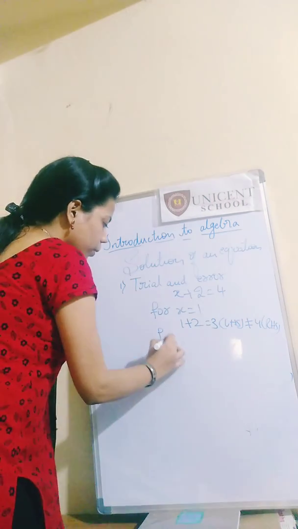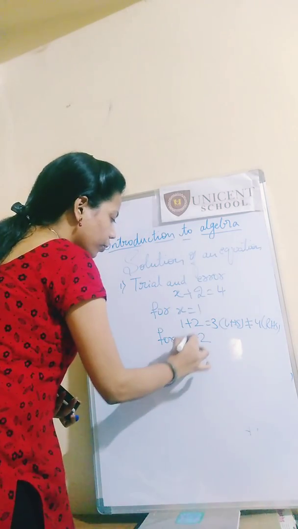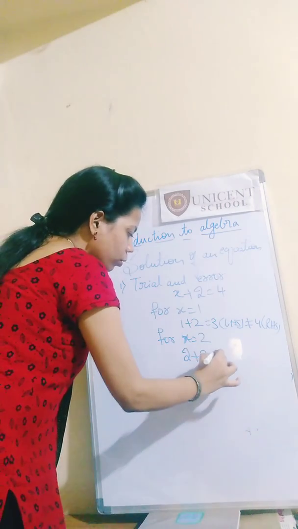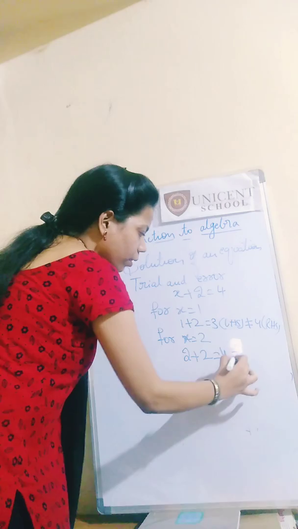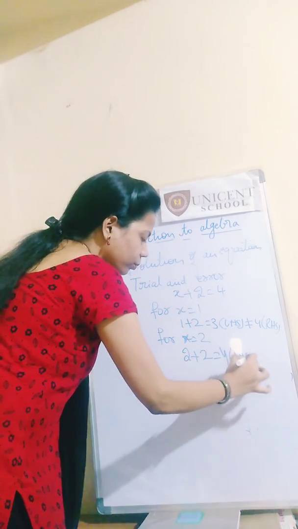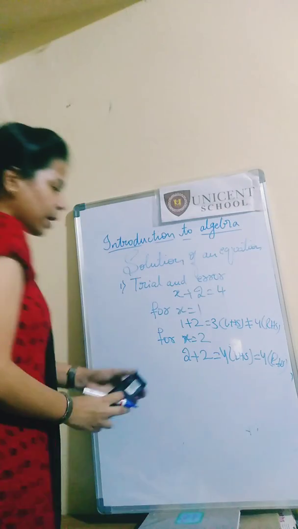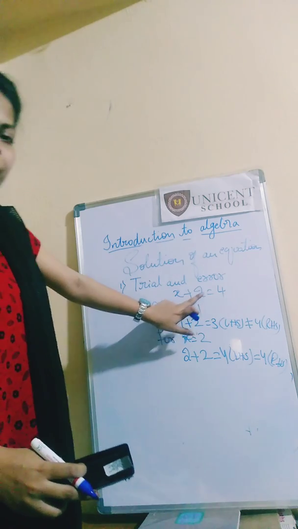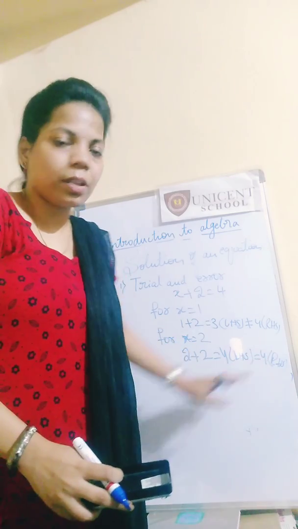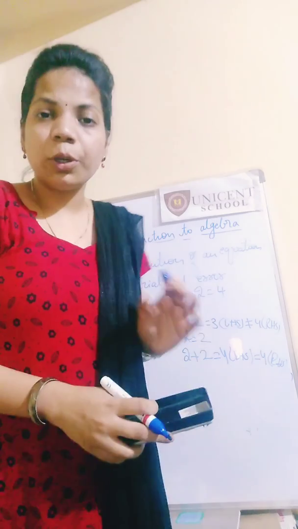So now what I will do is, I will take another value for x. x is equal to 2. I will substitute x is equal to 2 here. So 2 plus 2. What is 2 plus 2? 4. This is LHS, right? Which is equal to 4, the RHS. When I substitute x is equal to 2 in this equation, I got the value of RHS. LHS is equal to RHS. So the solution for this equation is x is equal to 2.